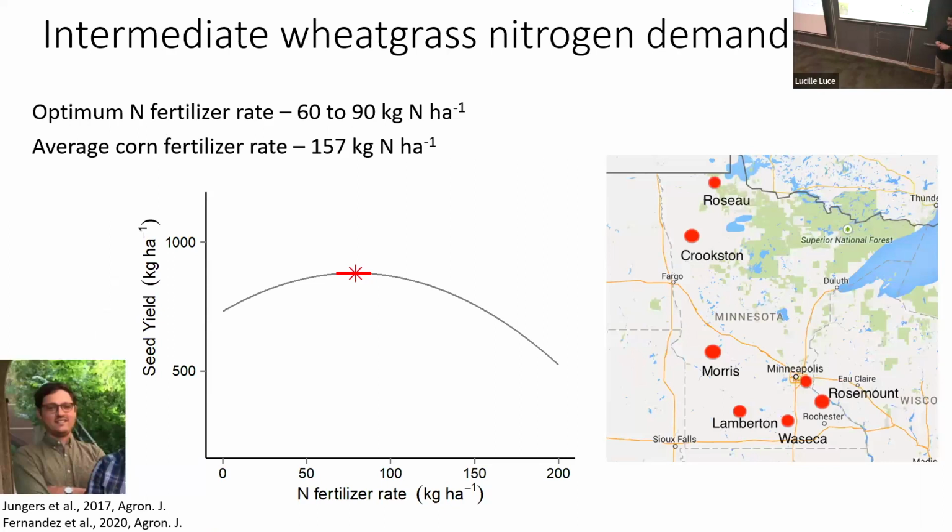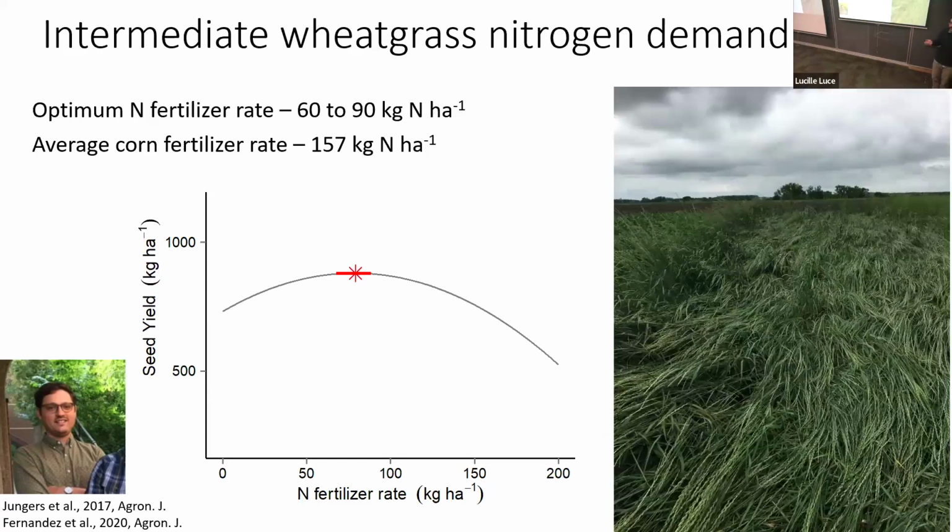So one of the first agronomic studies we did with intermediate wheatgrass was a simple nitrogen rate trial, to figure out how much nitrogen should be applied to maximize grain yields. We did this work at many sites and years and identified an optimum nitrogen rate of about 60 to 90 kilograms per hectare, which is less than what I just said the intermediate wheatgrass needs per year. And just so you know, the average corn fertilizer rate in Minnesota is almost 160. So we're talking about 50% of what would be applied to a corn crop.